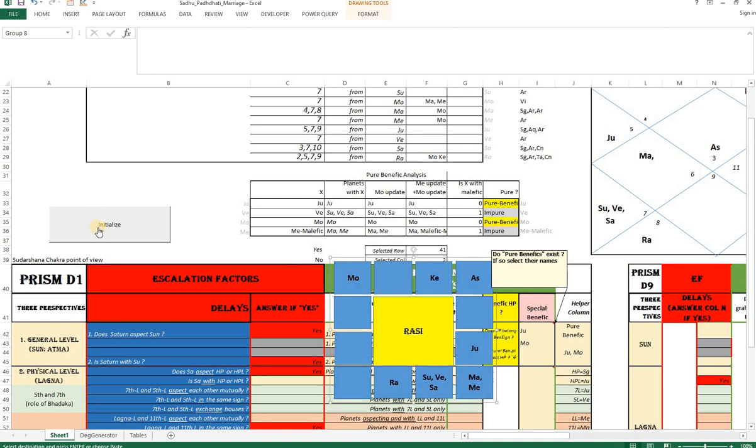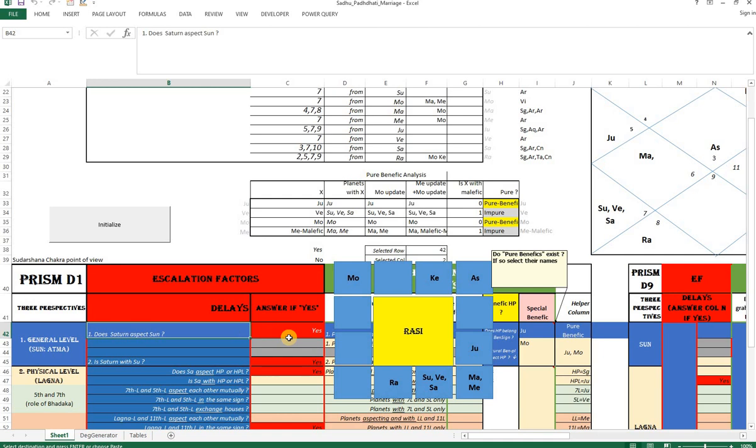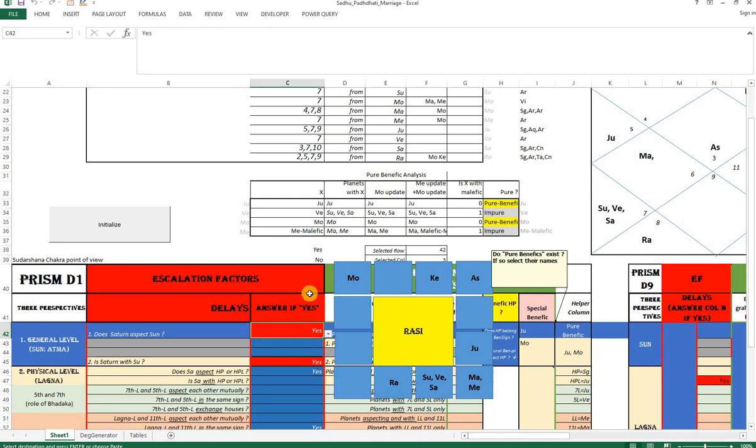Now I press the initialize button to start with. I'm not going to do it now because it's already answered. So then I go one question after the other. So I come here and maybe I want to answer. This is the column the user input needs to be given. That is basically you have to answer if yes or no.